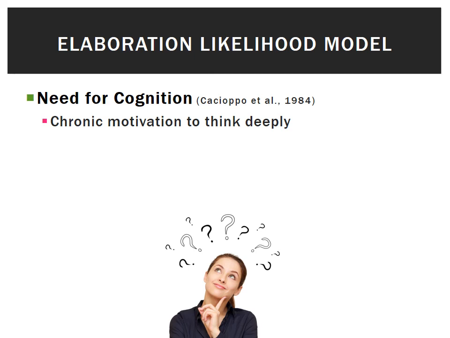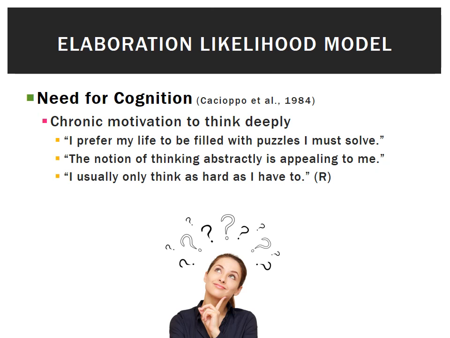So need for cognition you can think of as being an individual difference variable. Here's a couple of items for the most commonly used scale, the self-report questionnaire that measures need for cognition. For example, I prefer my life to be filled with puzzles I must solve. The notion of thinking abstractly is appealing to me. With these two items, the higher your agreement with these items is, the higher you score on need for cognition, the more motivated you are to think deeply.